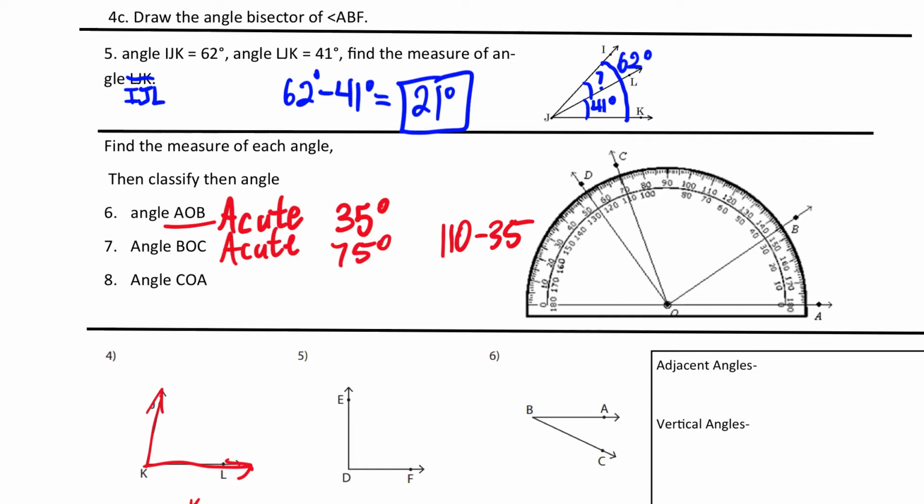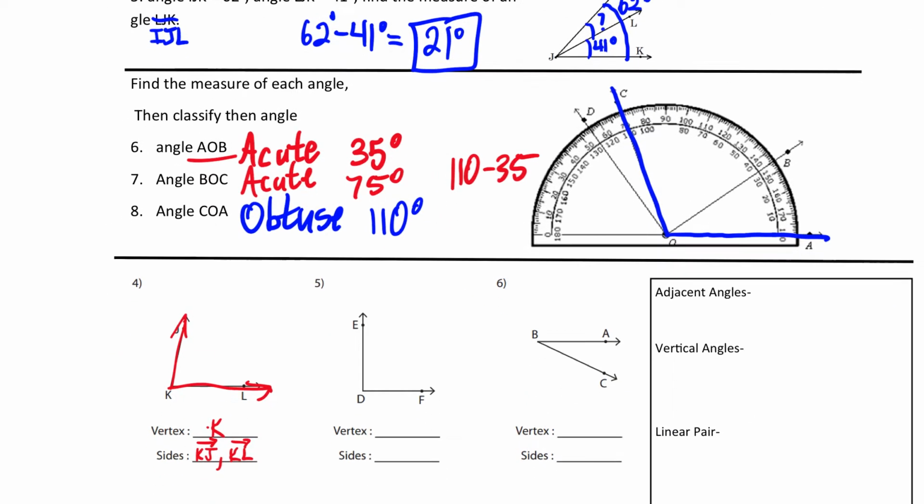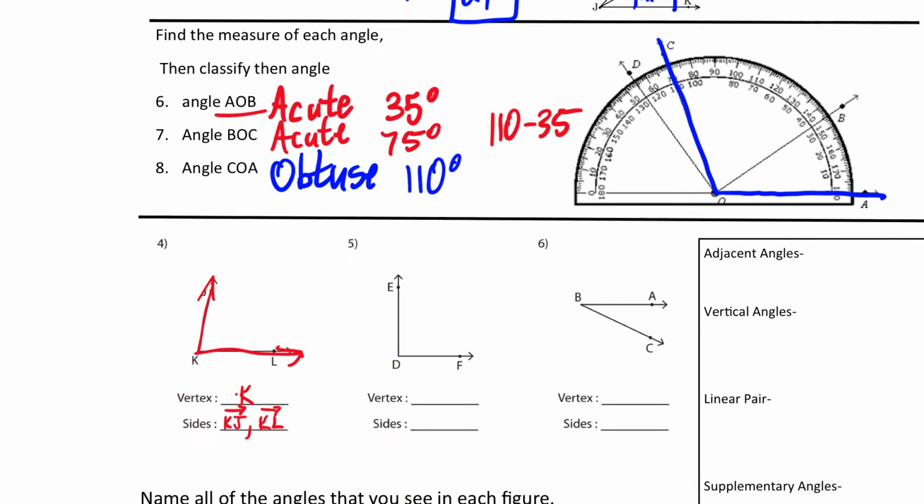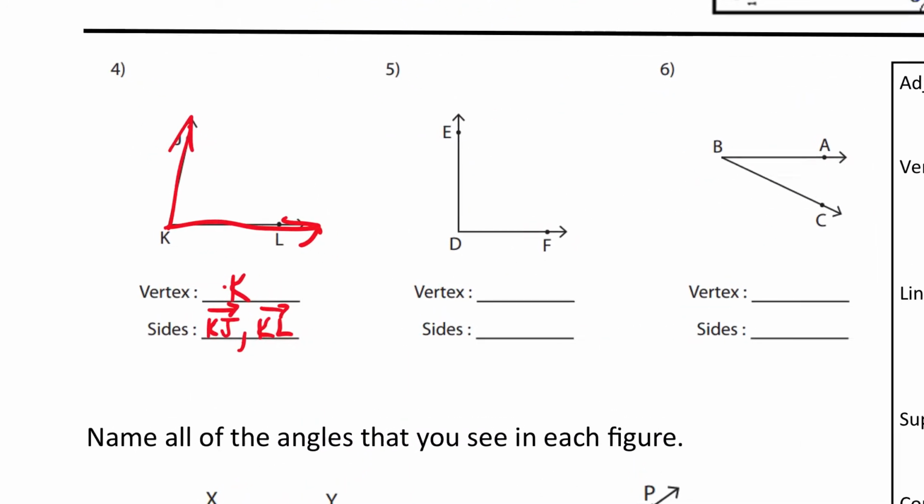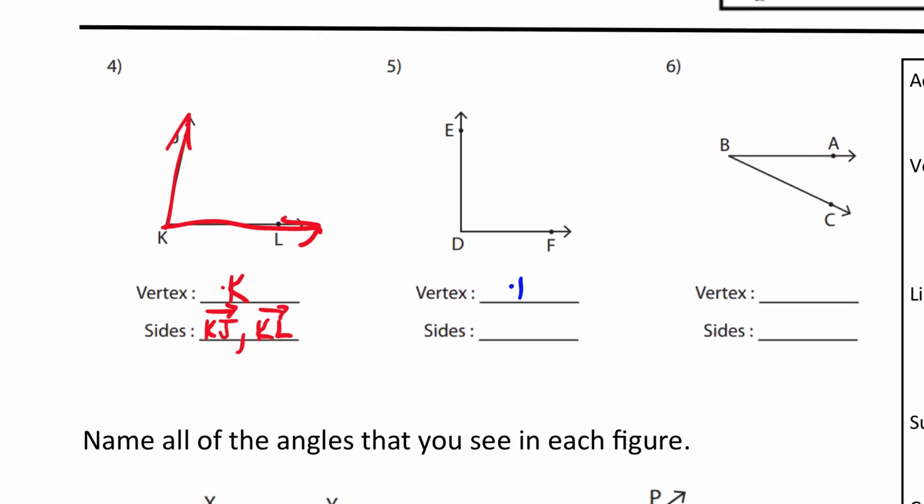All right. And then angle COA right here, right, acute or obtuse? Obtuse, and how big is that angle? 110. Thank you for your enthusiasm. Okay, number 5. What's the vertex of that angle? It is D. What are the sides of it? DE and DF. Okay, you get the idea.